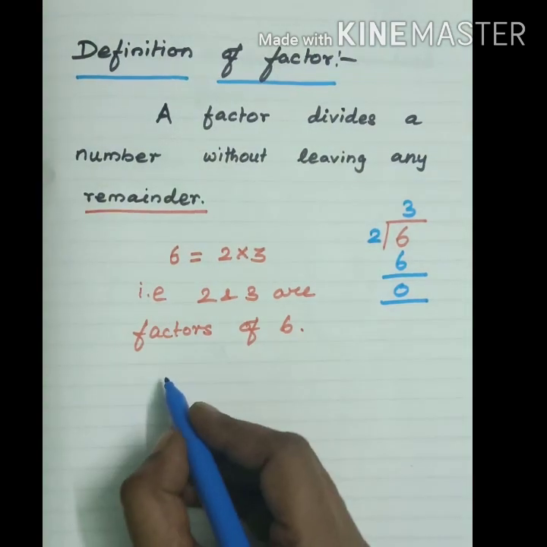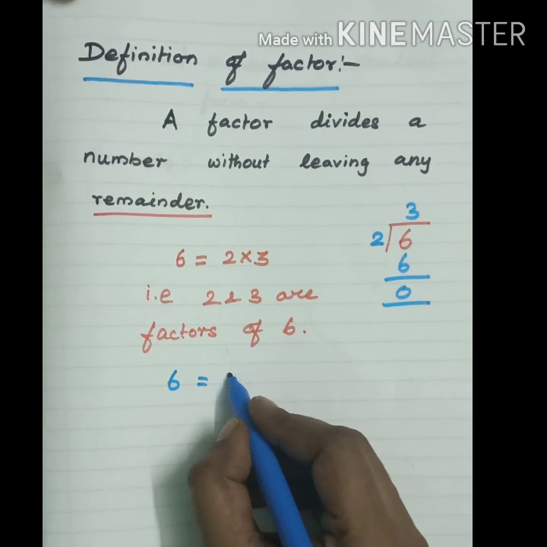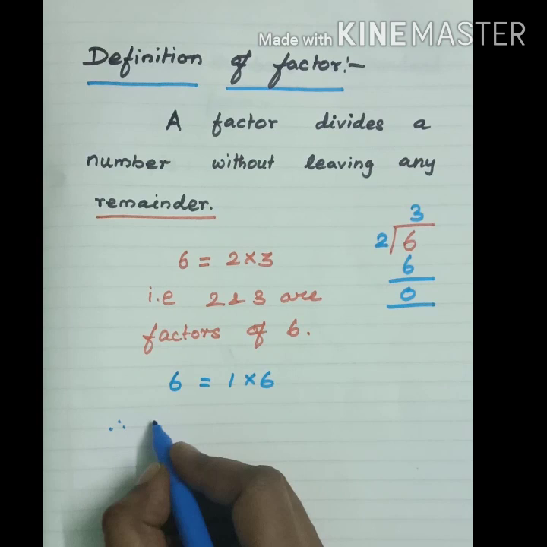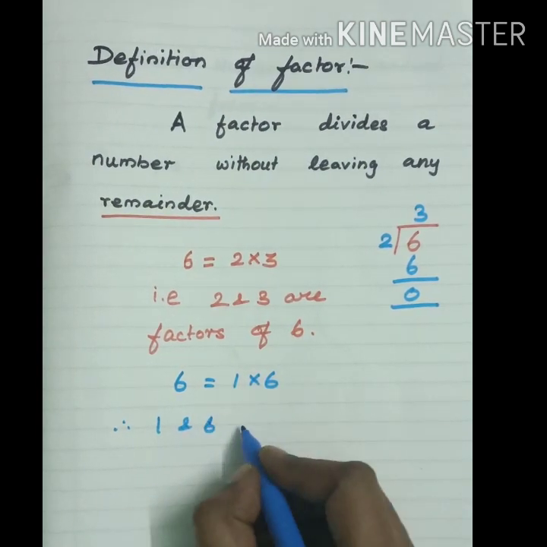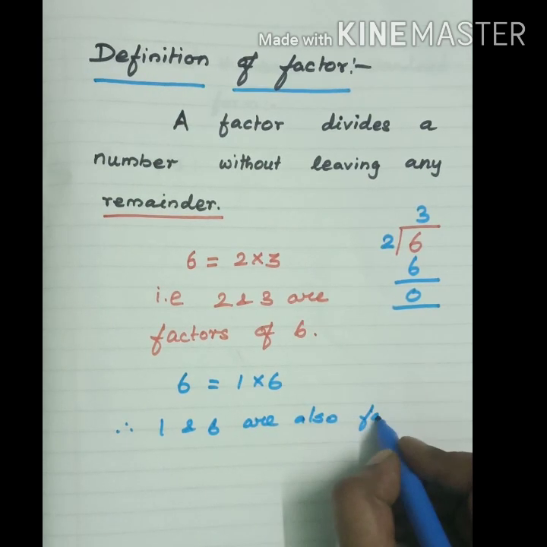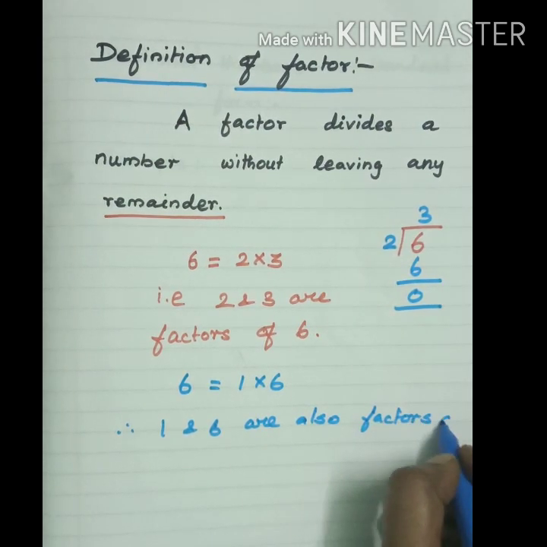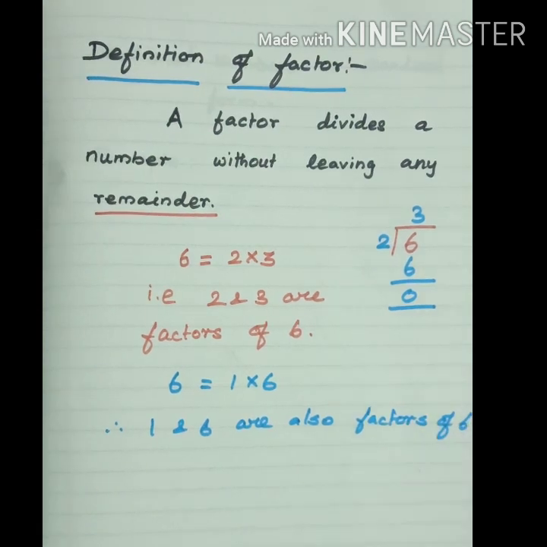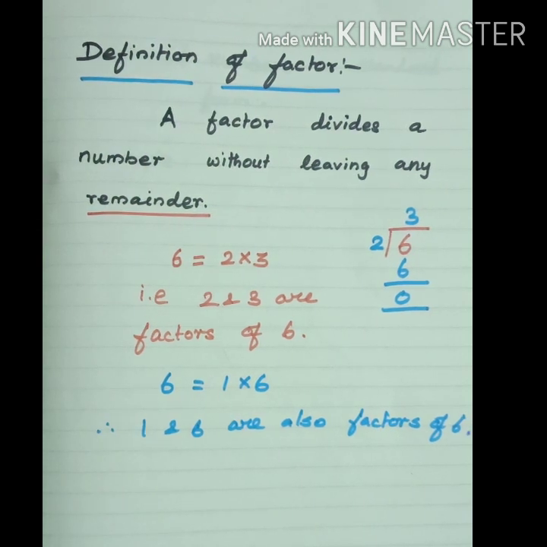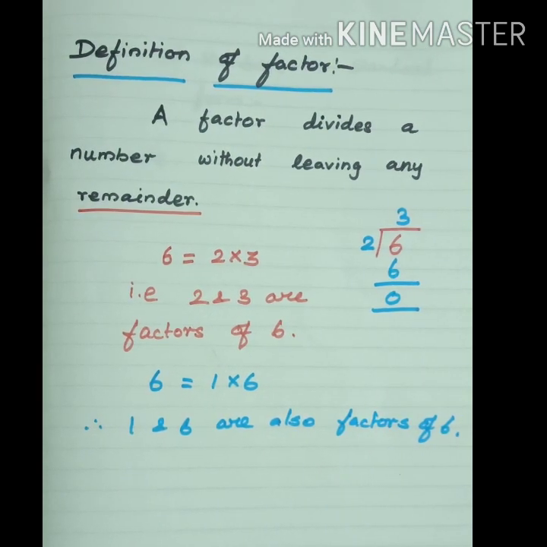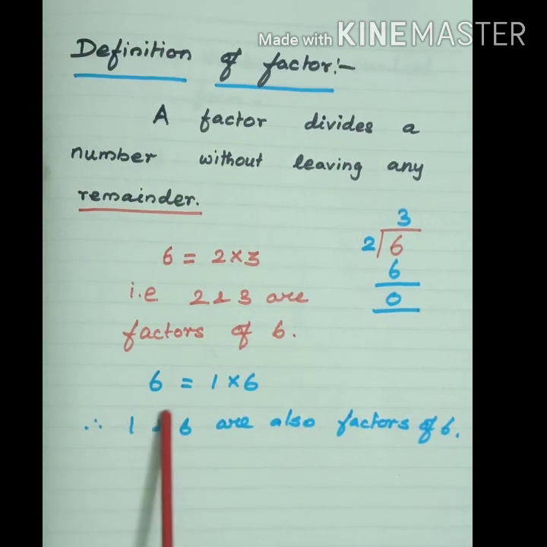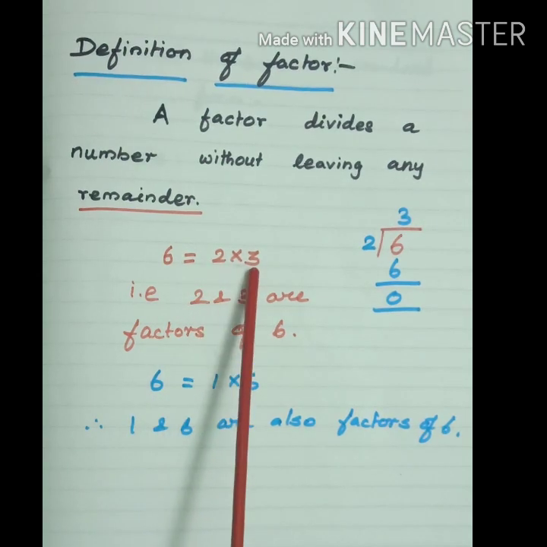And 6 can be written as 1 into 6 or 6 into 1. Therefore, 1 and 6 are also factors of 6. Always we used to consider the prime factors. Here the prime factors of 6 are 2 and 3.